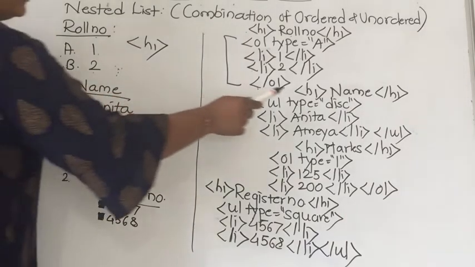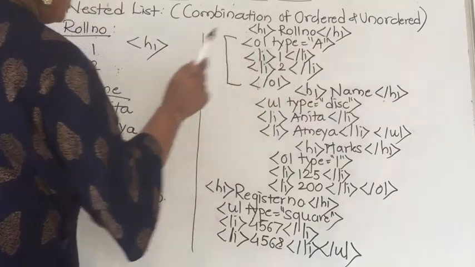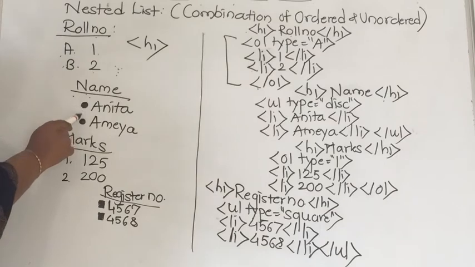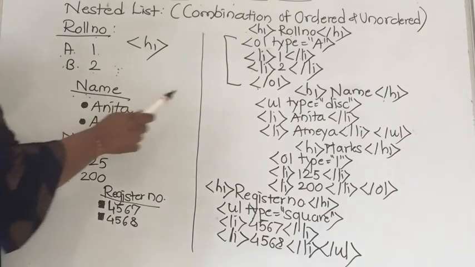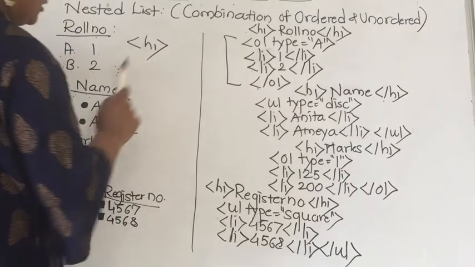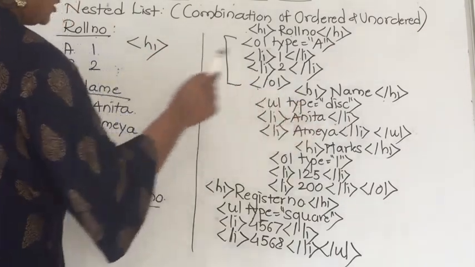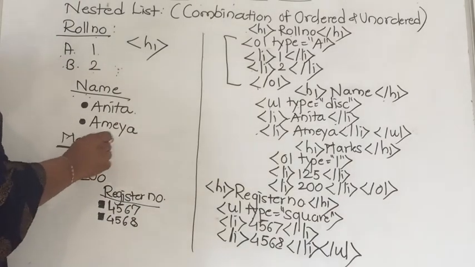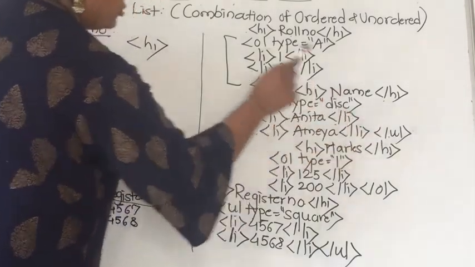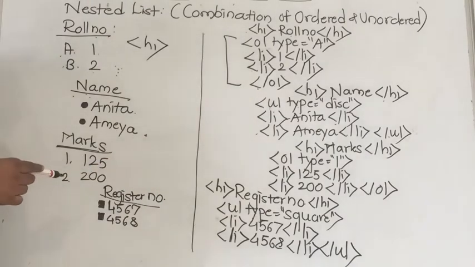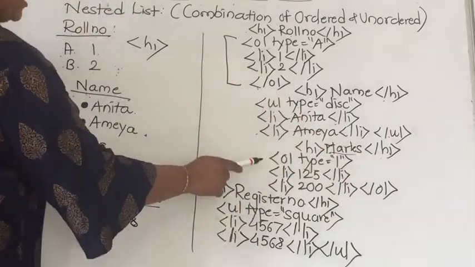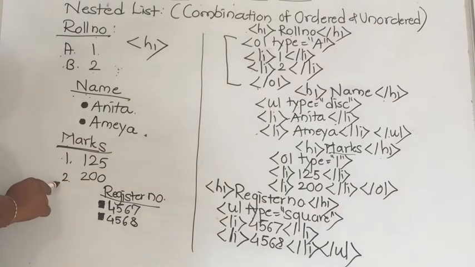Now second one is name. So H1 name /H1. Again I have defined it with the heading tag. Now if you see, these are the two bullets which are in the form of disk. So here UL type is equal to disk, then li Anita /li, li Ameya /li, and then as the next one is marks, you have to close it with /ul, that is your closing tag of unordered list. Now again the third heading is marks, so I have defined it by H1 marks /H1. Again as this is 1 and 2, these are the ordered list type.